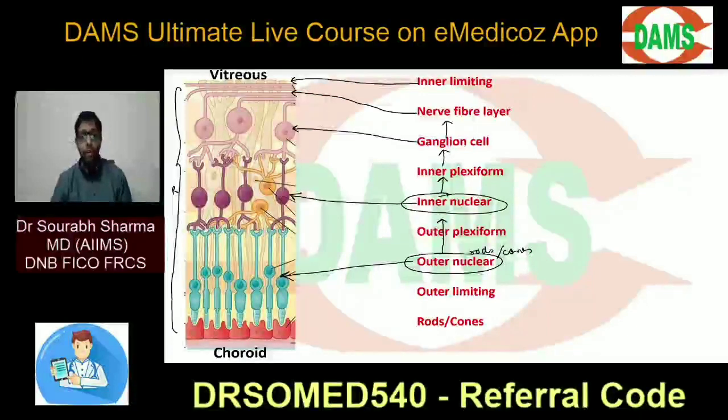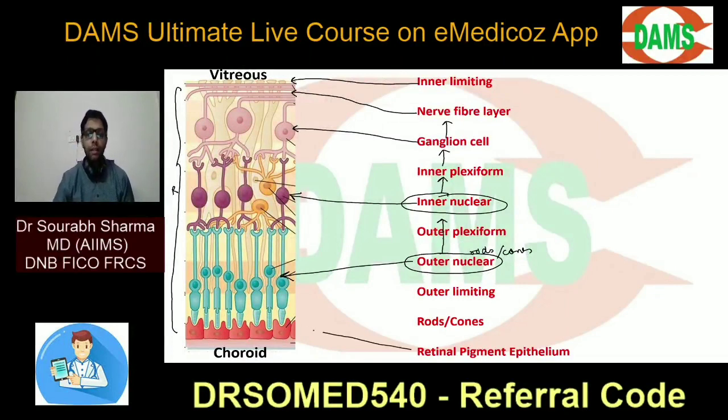Then comes the rods and cones layer. Outer nuclear layer contains the nucleus of rods and cones, and then the pigments were there in the RPE layer. That's how the name is pigment epithelium. Saurabh. All right, and then comes choroid vessels, and then comes the sclera. So vitreous, retina, choroid, sclera.